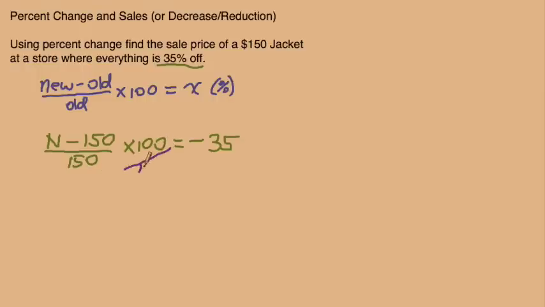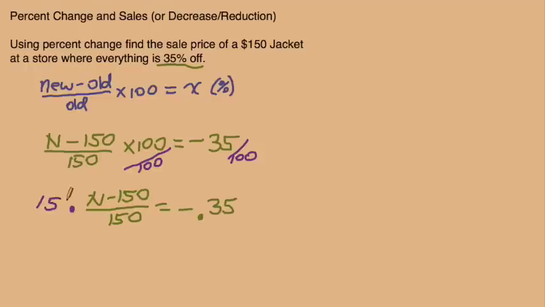We need to get rid of that 100. Might as well change the percent into its proper decimal format. So divide both sides by 100. That leaves you with n minus 150 divided by 150 is equal to negative 0.35. But still keep that negative with it. That's important. Then we need to get rid of the number in the denominator, so multiply both sides by 150. And that becomes, well, the 150s will cancel.